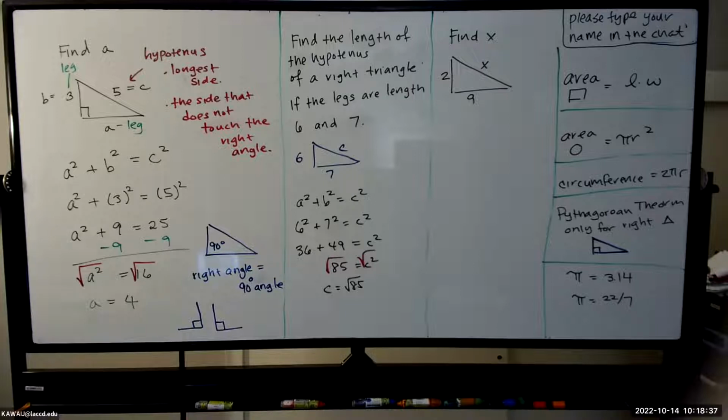Professor, is this C also equal to square root of 85? Say that again. This X, equal to square root of 85, same as the previous one? Not quite, almost. So I'll show you the trick on this one in a second. Okay. All right, there's a little trick to this.